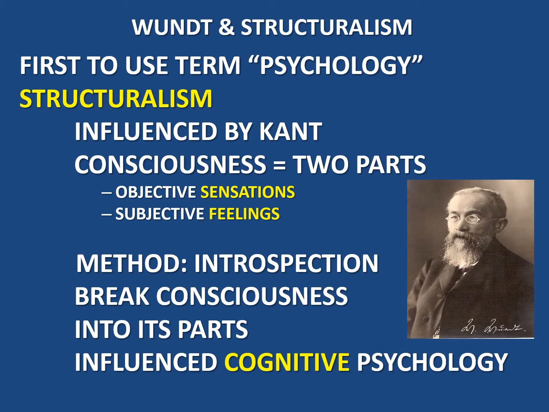So what Wundt was really emphasizing was that we can break consciousness into different parts and therefore understand the structure of consciousness. As a result, Wundt was very influential in what is now known as cognitive psychology because he was trying to understand the process by which we take in information from our environment, how we process that information, and how we lead to conclusions.